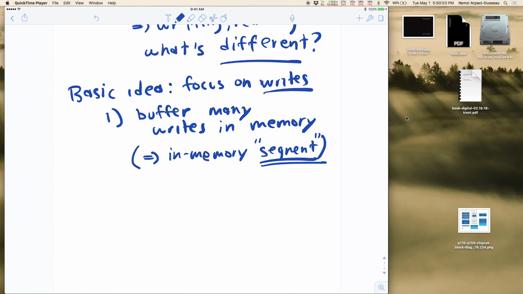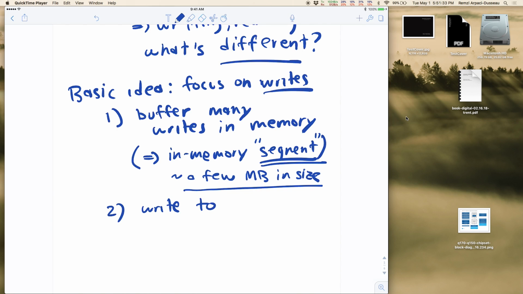Here, a segment is a very simple thing. It's something that's a few megabytes in size, and we're just going to define it to be big enough so that if we fill it up with information that we wish to write to the disk, and then we write it to the disk, no matter where we write it to, the time spent transferring it to the disk surface will dominate any sort of seek and positioning cost that we might have. So we just want to amortize the cost of a seek and a rotation by making this very large. The larger the write, the better. And so we're going to buffer a bunch of things in memory and then write it out. So step 2, then write to the disk.